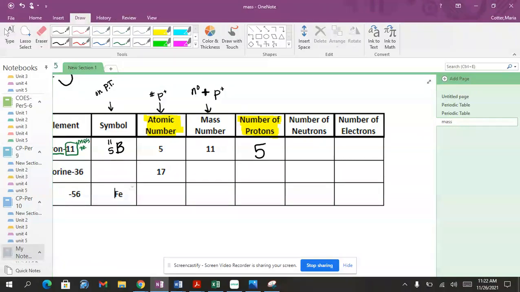Our number of neutrons, well, how do I figure that out? Our number of neutrons, we're going to take our mass number minus the number of protons. So we say 11 minus 5 equals, and 11 minus 5 is 6.